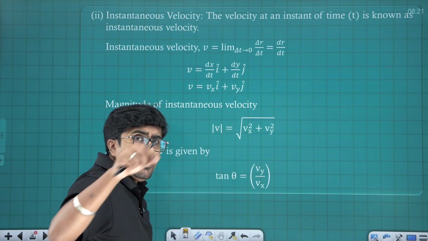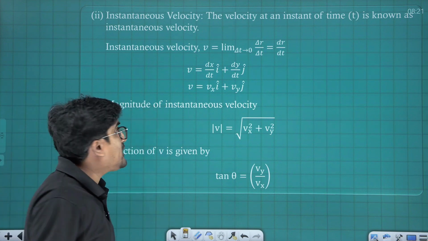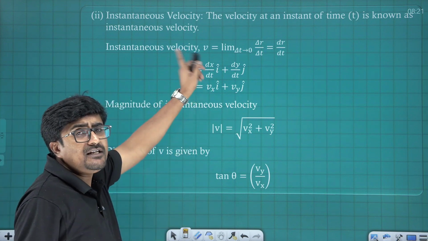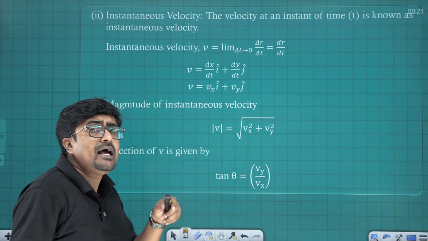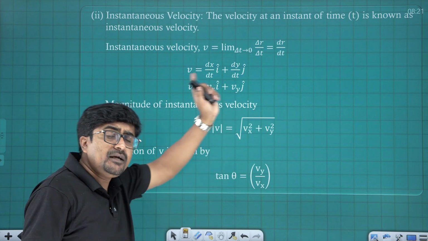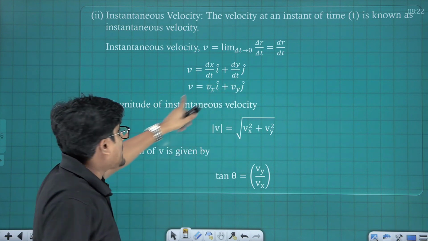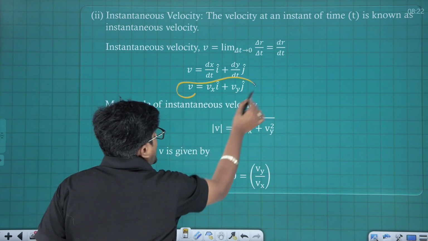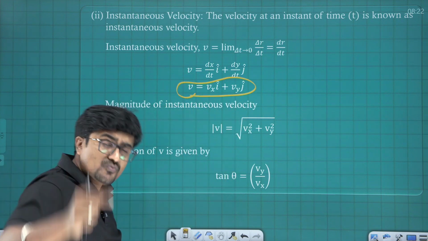Again dr by dt, that is the velocity vector. And if I want to represent this in terms of the x component as well as the y component, it is going to be dx by dt i cap, that is vx, the instantaneous velocity along the x-axis, and dy by dt, I repeat dy by dt, that is the instantaneous velocity along the y-axis. So here comes the expression for the final instantaneous velocity in terms of x as well as y direction.